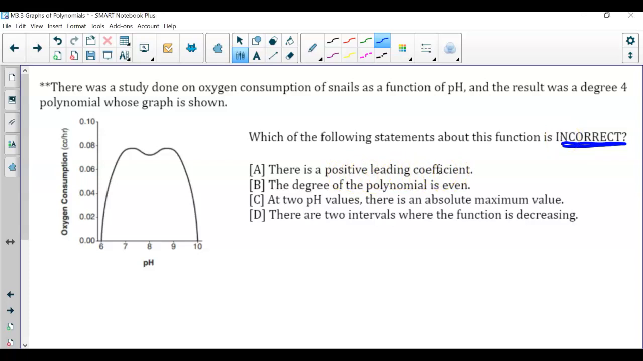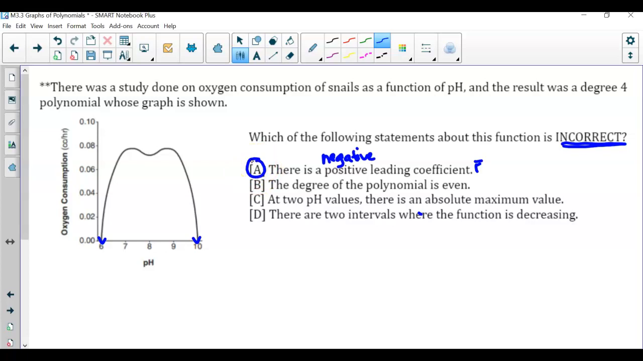Well, notice here the graph. I know it's stopping here, but if I were to draw arrows to continue, what do you notice? Both ends of the graph are going down towards negative infinity. So this is actually a negative leading coefficient. So the answer was A. That was our false statement.